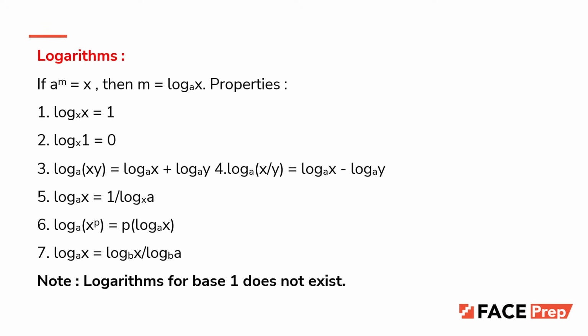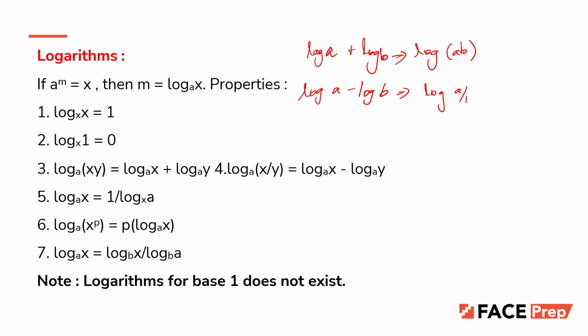So here you may have a few properties or characteristics to remember. Log A plus log B can be taken as log AB. You may get a few questions by application of this part. And the other one, log A minus log B, which we can take as log A by B.